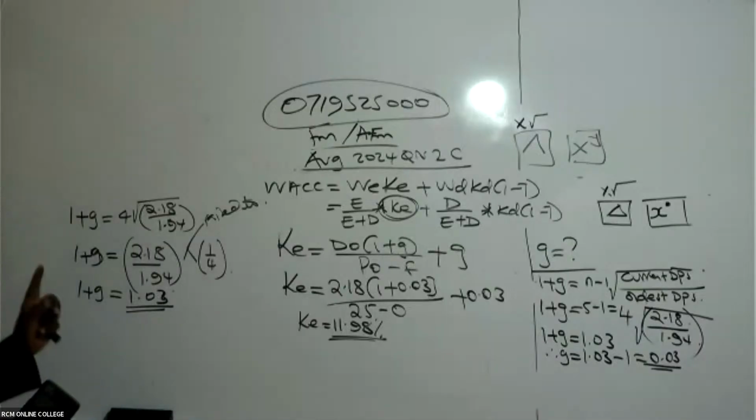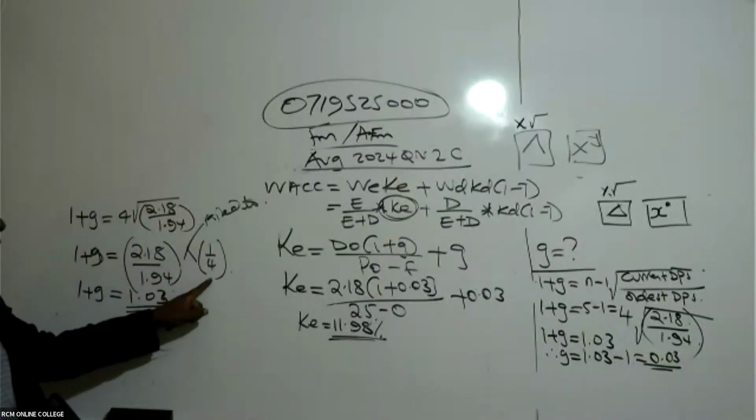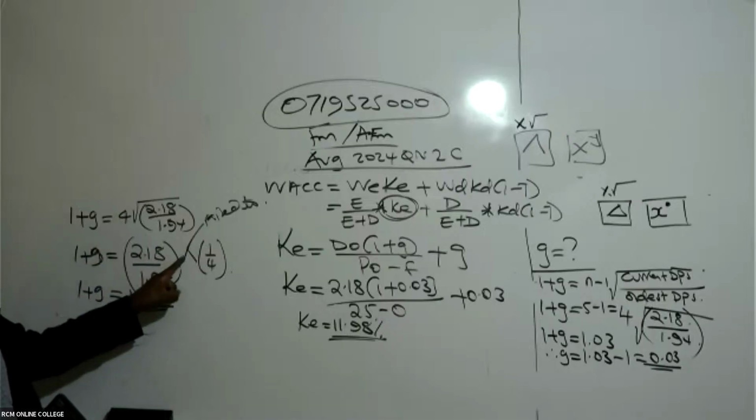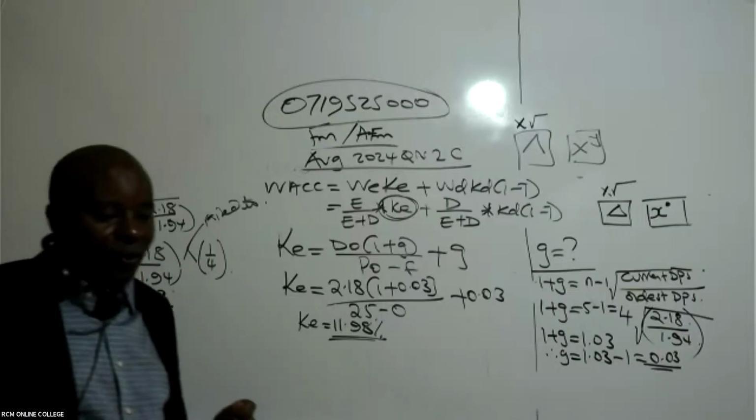So long as I'm able to remember that if, for example, this one here was the fifth root, then this will be the same as raised to 1 over 5. If it is the 10th root, then this will be the same as raised to 1 over 10.